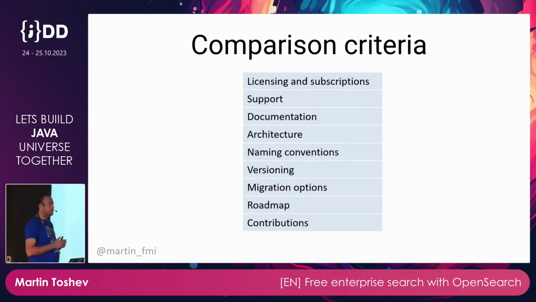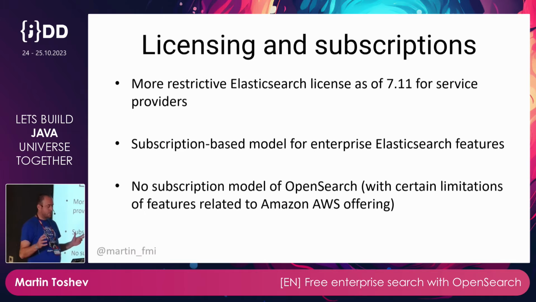Now, if we want to compare the two products, we need to consider different criteria. These criteria are licensing and subscription, support, documentation, architecture. We already saw some differences between OpenSearch and Elasticsearch. Then naming convention, versioning, migration options, roadmap, and contributions. Now, let's have a quick look at those.